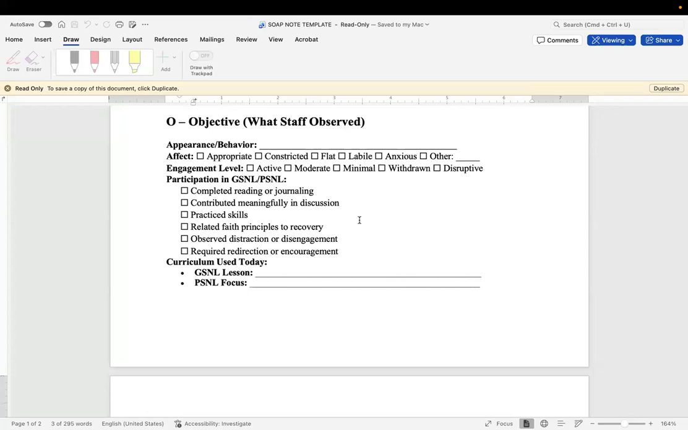Engagement level, this is moderate minimum. I'd say moderate. Kate was at a moderate level of engagement, and she wasn't disruptive or withdrawn, so I'll just leave it at moderate. Participation in PSNL, GSNL, completed her reading plan, completed her journaling, contributed to meaningful discussion.